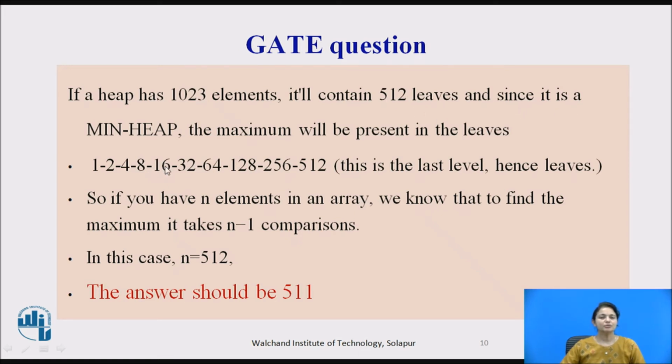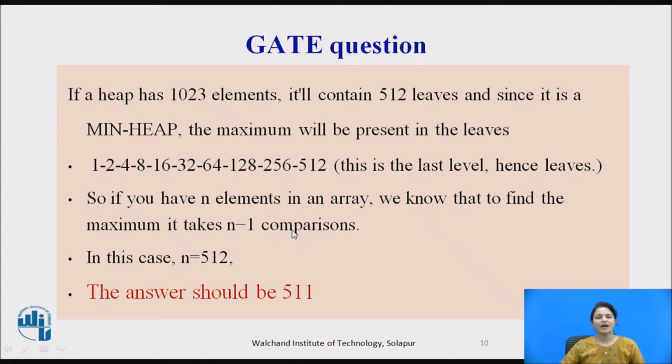Since it is a min heap, the maximum will be present in the leaves. How? First it will be the root. The root has 2 children, then those expand into 4, then 8, 16, 32, 64, 128, 256, and last we have 512. The addition of all this is 1023. So this covers all 1023 elements.